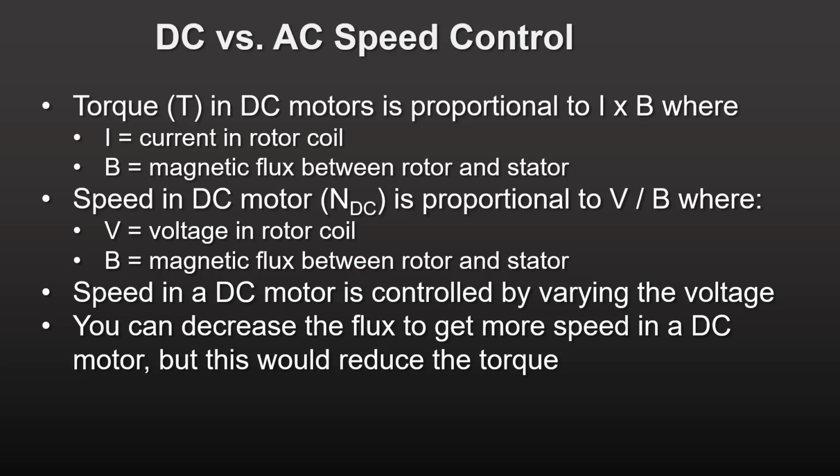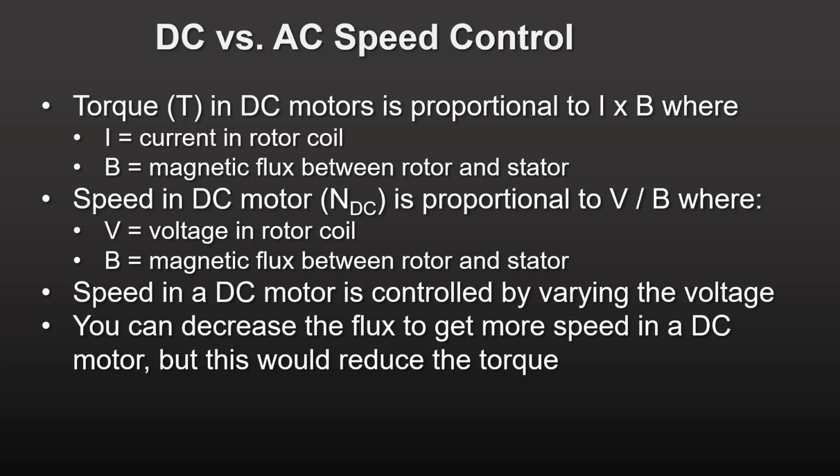Torque T in DC motors is proportional to I times B, where I is the current in the rotor coil and B is the magnetic flux between the rotor and the stator. In the simple DC coil discussed before, the proportionality constant was 2LR, where L was the length of the coil and R the radius of the coil wire from the center of the motor. In a real DC motor, the proportionality constant is very complex, depending on the length and diameter of coil windings and the orientation around the armature.